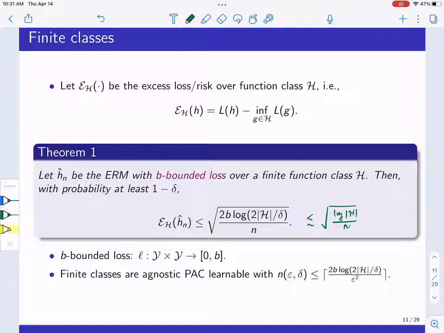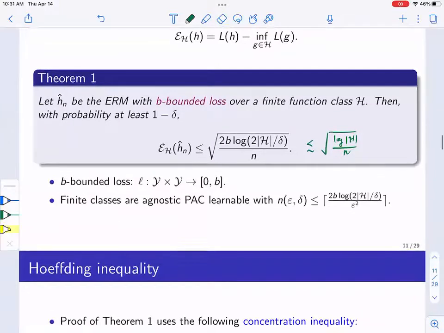So if the cardinality of H is finite, this goes like 1 over root n to 0. Even if the cardinality of H goes to infinity, if log H divided by n goes to 0, we still have a consistent estimator.